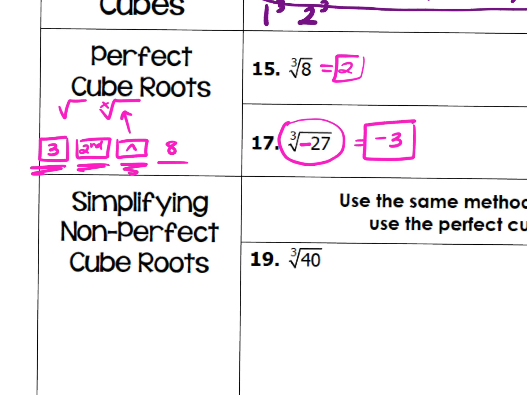So with square roots, no negative, okay? That's not a rational answer. With a cube root, a negative is okay. Your answer should be negative if it's a negative underneath there, okay?